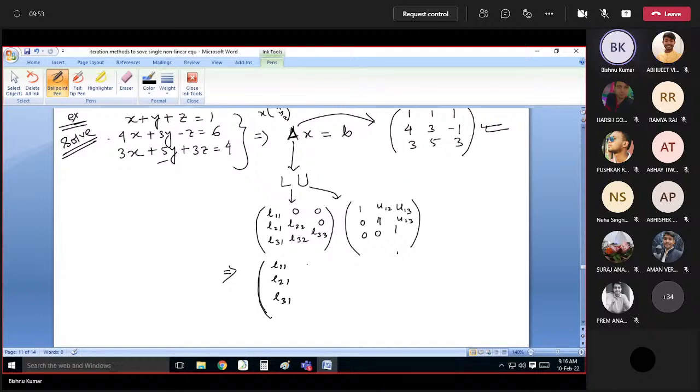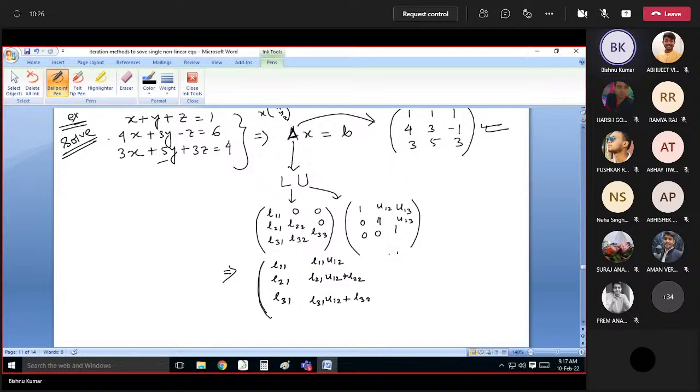Try to write second column, first row second column. L11 U12. Okay. Second row second column. This is the second element. Okay. So L21 U12 plus L22. Okay, in that way you can calculate L31 U12 plus L32.